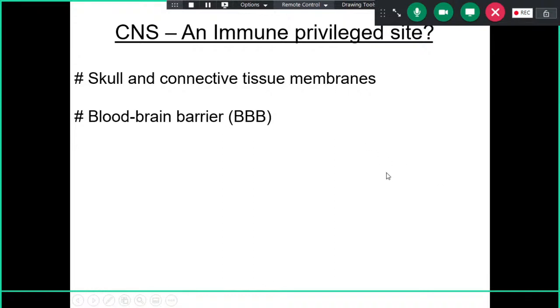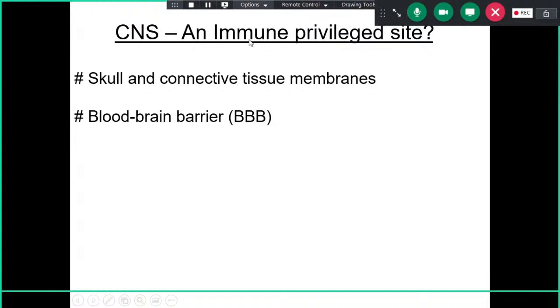There was a hypothesis saying that the CNS, the central nervous system, the core system of the neural component, where all the neural information is transmitted or produced, is an immune privileged site. That means, is it devoid of any kind of immune component? That's what we're going to discuss a little while.